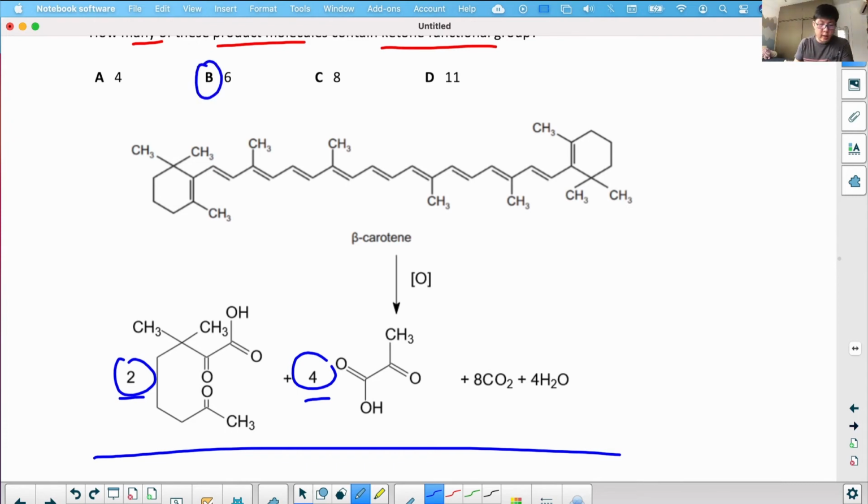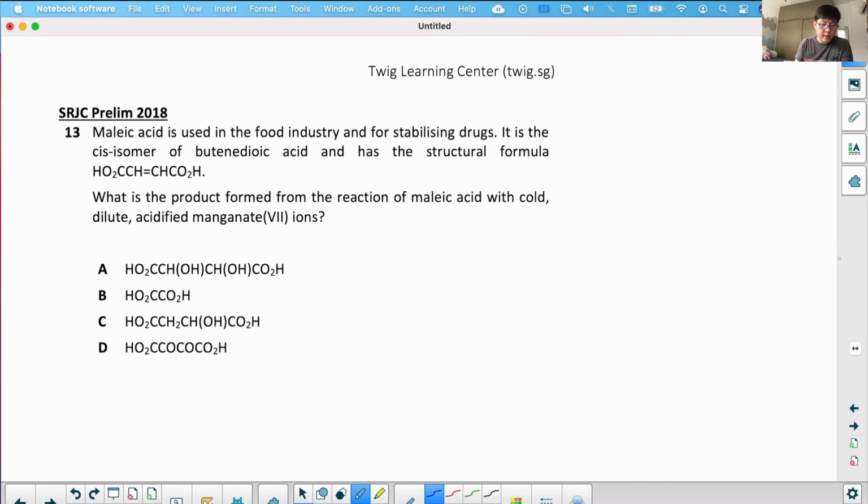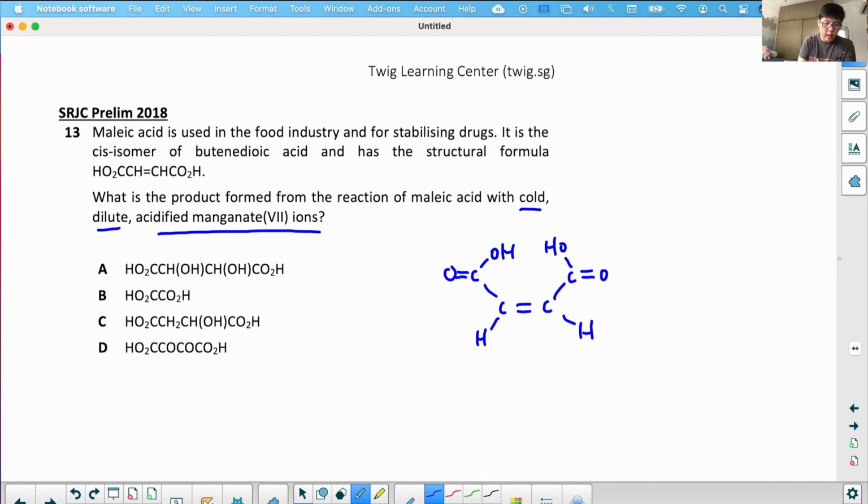Okay, let's look at question 13. Malic acid is used in the food industry for stabilizing drugs. It's a cis isomer of butenedioic acid. So I'm going to write it out nicely. So this is butenedioic acid. It's a cis isomer, so it's probably going to look like this. So what is the product when it reacts with cold dilute acidified potassium permanganate?